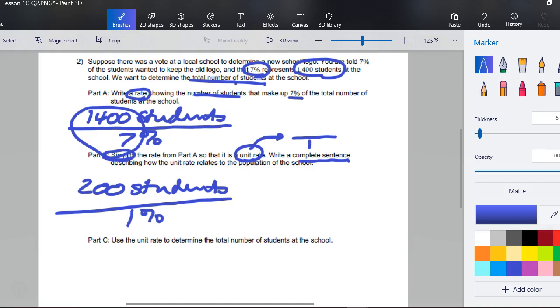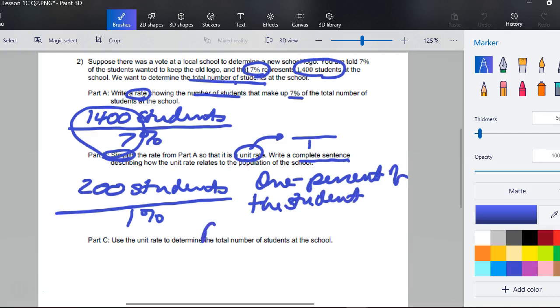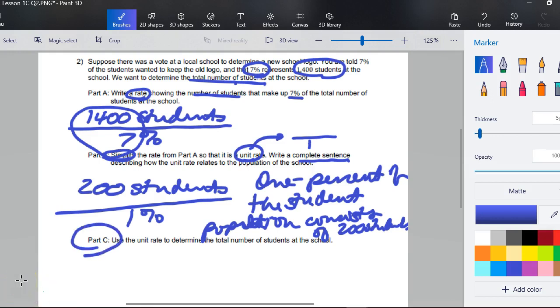If that is the case, then we can write a sentence something along the lines like 1% of the student population, and you can use multiple choices of words here, but just a description. Population, 1% of the student population is made up of 200 students. We just want to make this real, that this is not the total amount of students, it is only 1%, because then that should help make Part C a bit more clear.